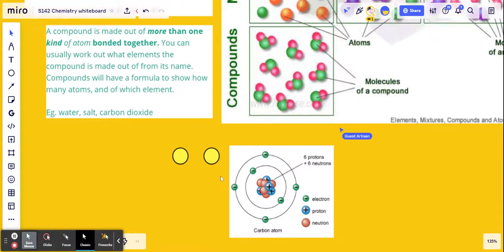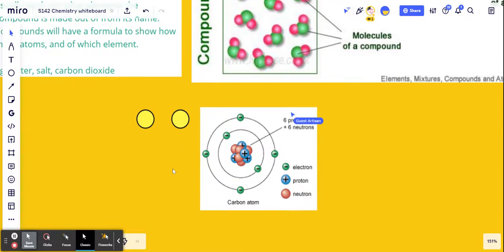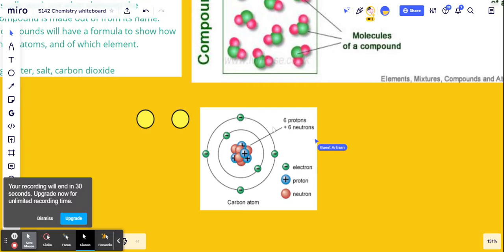So here's a picture of an atom. When you look closely at it, you can see it's actually made out of electrons, protons, and neutrons. The number of protons is what determines what atom it is. This particular atom is a carbon atom because it's got 6 protons in it. All carbon atoms have 6 protons in them. That is what makes them carbon.